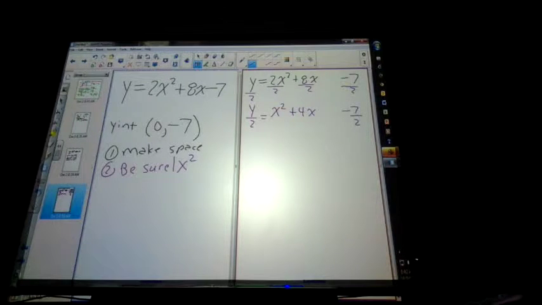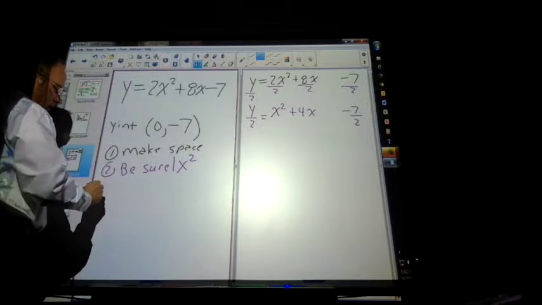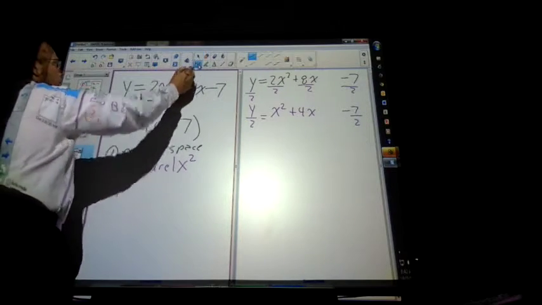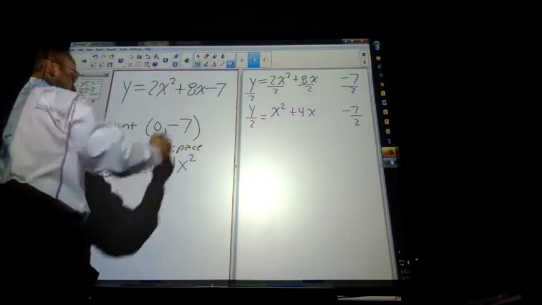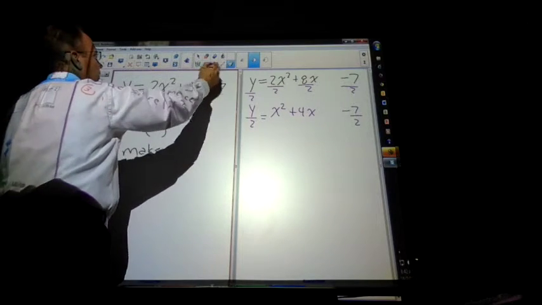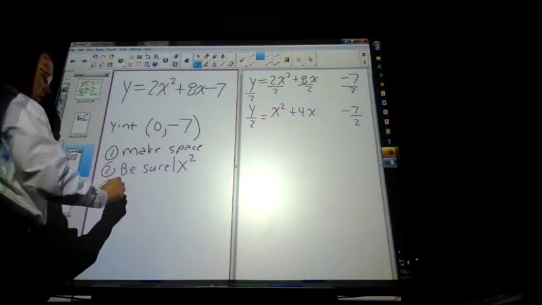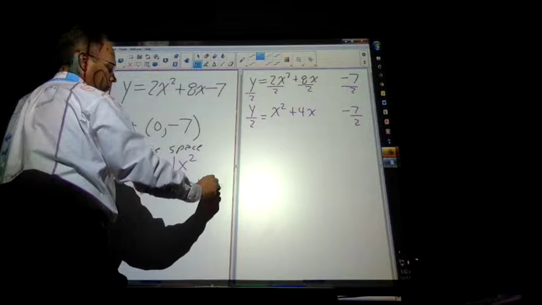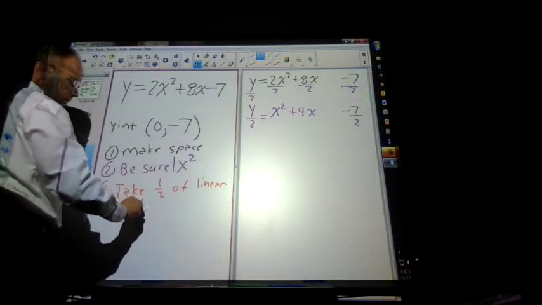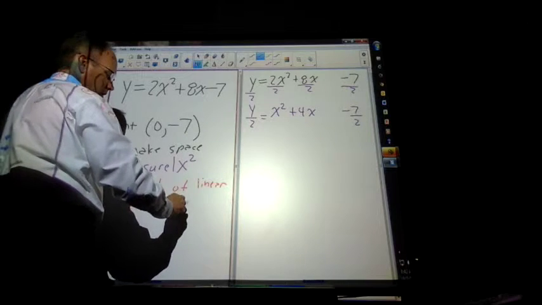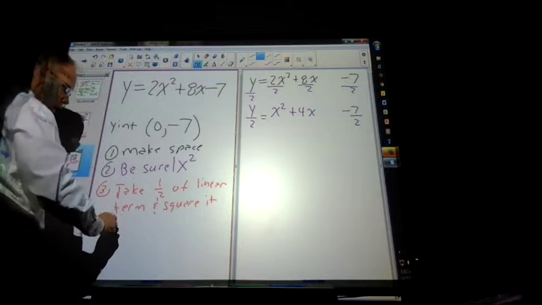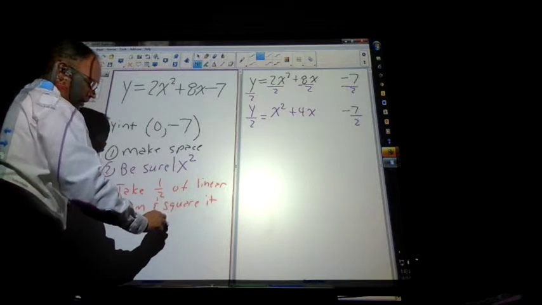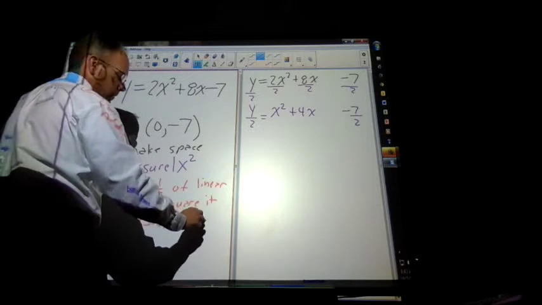The next step is take half of the linear term and square it. Add and subtract, same side.